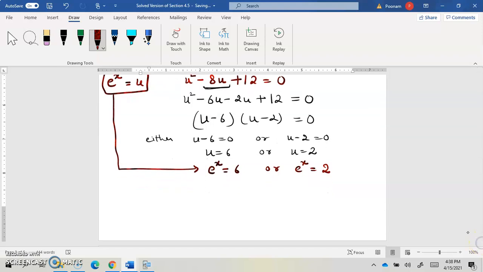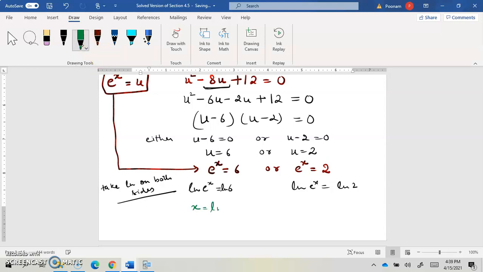Now, how can we find x from here? We can take log on both sides. Natural log of e raised to power x equals. Why natural log? Because the base is e. Take natural log on both sides. Natural log of e raised to power x is equal to natural log of 2. So natural log and e cancel each other. So we have x is equal to natural log of 6 and x is equal to natural log of 2.